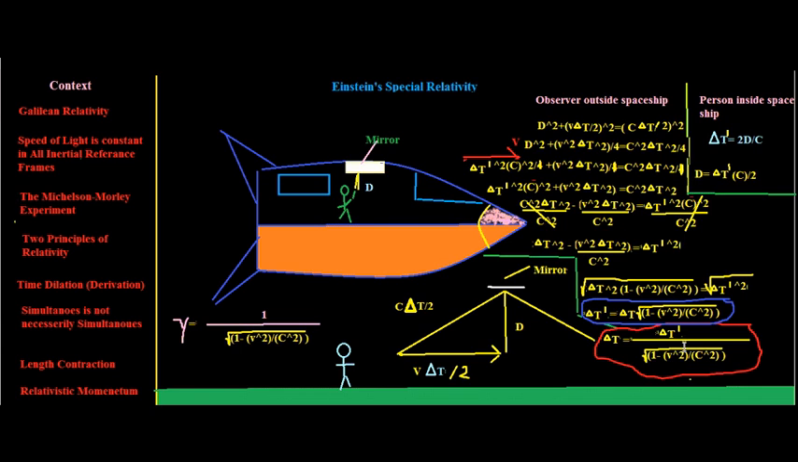Okay, now from this equation, you can also see that the closer the spaceship velocity gets to the speed of light, the slower the time inside the spaceship gets, as you can see from this equation.